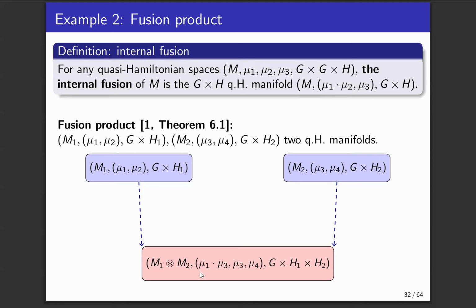And with this description of the moment map: for the G copy, we have mu1 times mu3 as a moment map with values in G, and then we don't touch the rest of the moment map components. So mu2 is the moment map with values in H1, and mu4 is the moment map with values in H2. Okay.